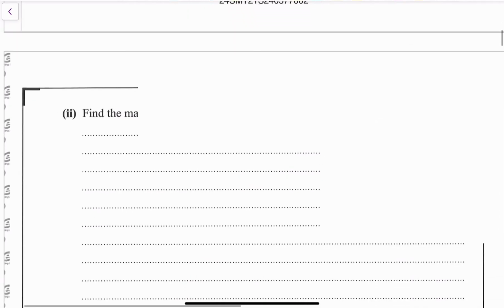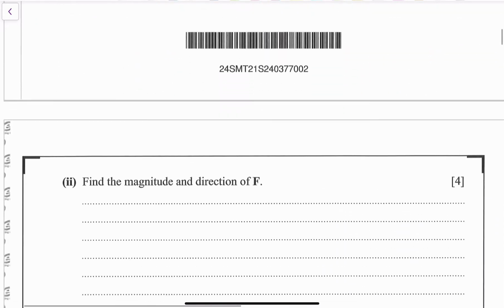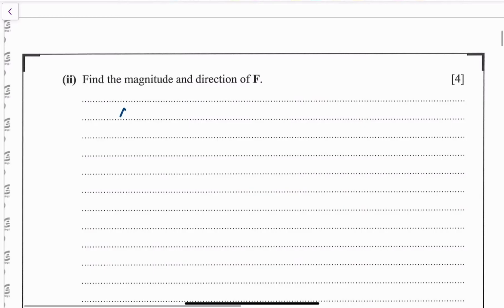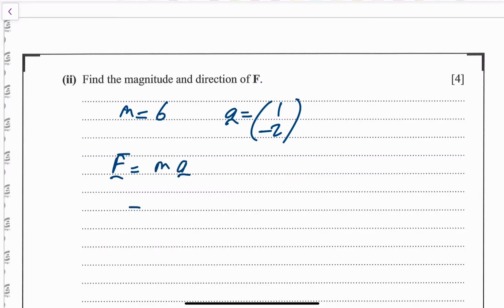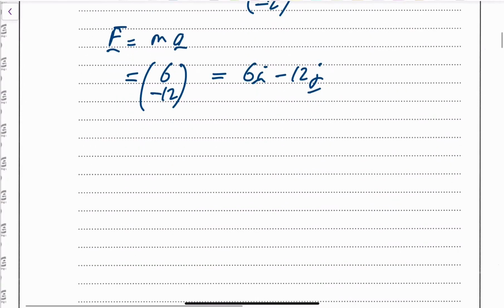The next part of the question says, find the magnitude and direction of F. Your mass is 6, and you know your a is i minus 2j. So let me just write that down before I forget it. My mass is 6, and my a worked out to be 1i minus 2j. So you need to find the magnitude and direction of F. So find F, first of all. It's equal to m times a, which in this case is 6 times that, which is 6i minus 12j. So I've just written that. Okay, so that's what we've got.